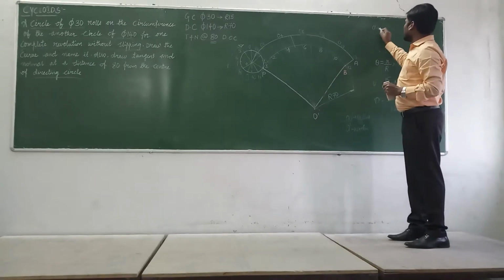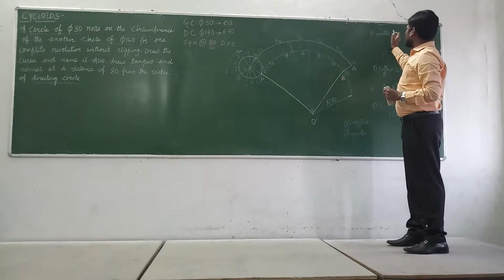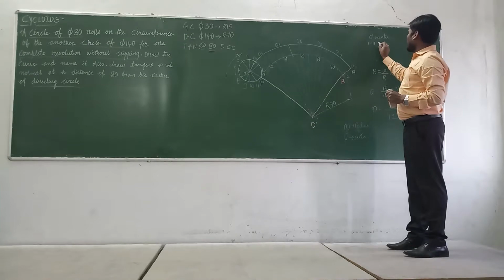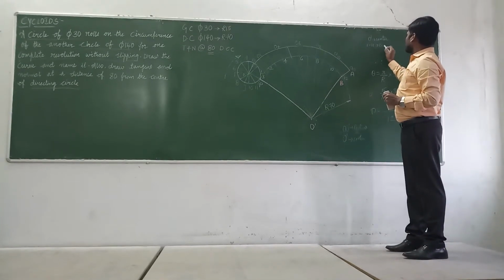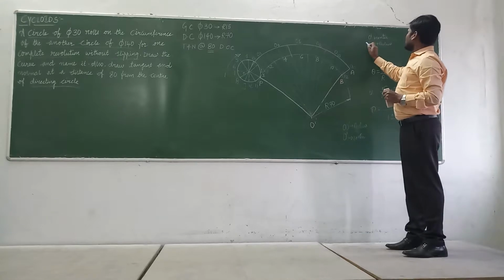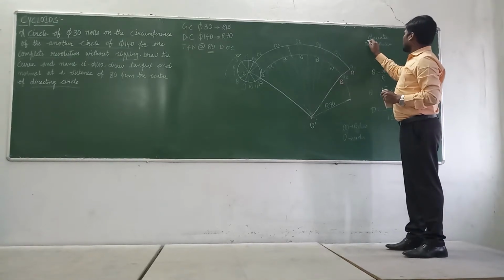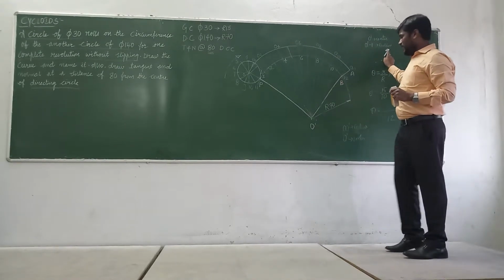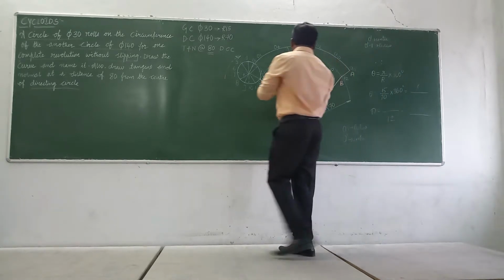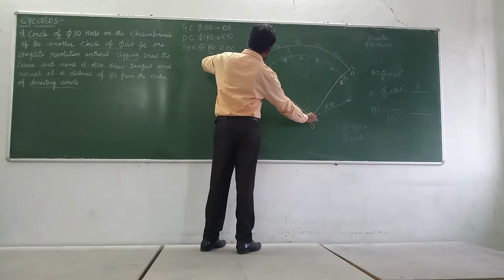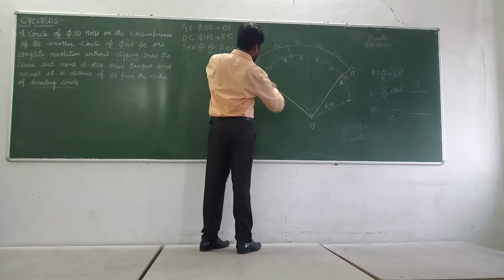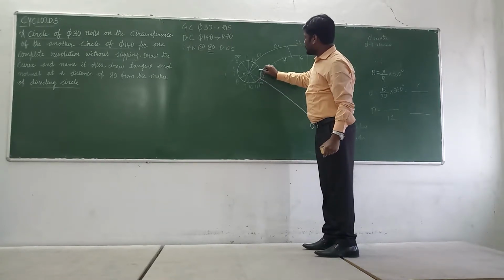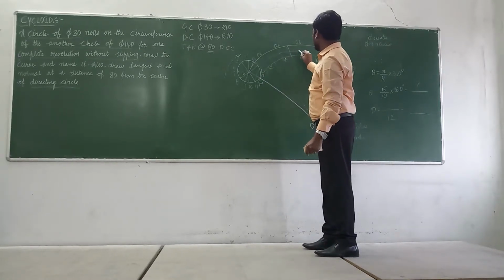Now, O dash as center and O dash to 1 as radius. Take your compass, needle and pencil, place it on O dash and 1 to get the radius. Then draw the arc, the curve, parallel to the directing circle.